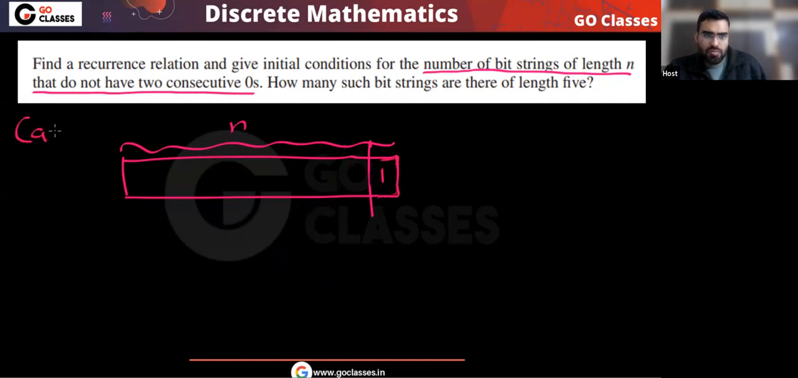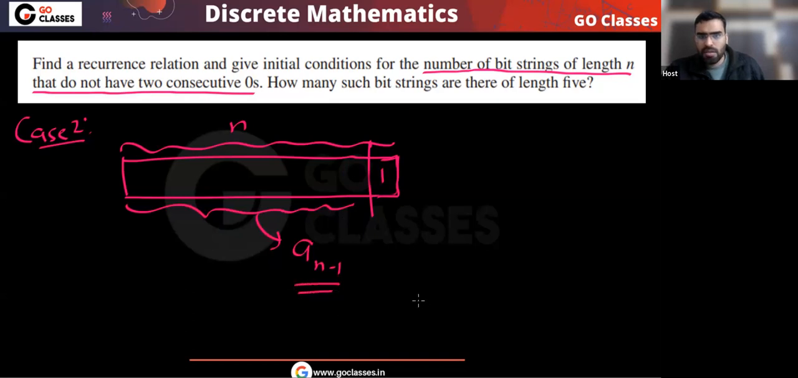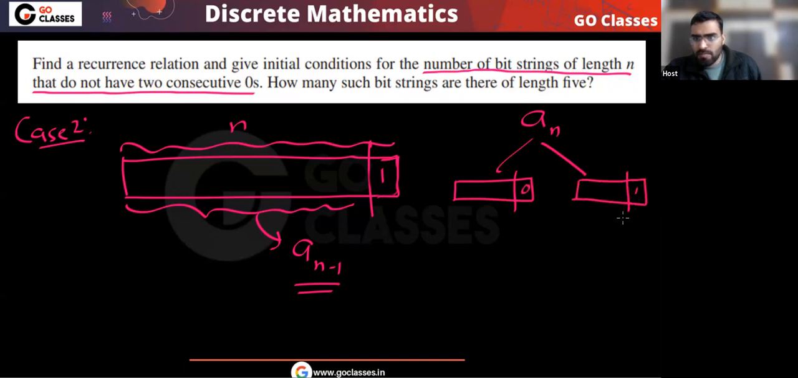And what is case 2? When the last is 1, now here I should not have consecutive 0s, so I will find a_{n-1}. So finally, either case 1 is possible or case 2 is possible. Only two cases are possible. Our main task is a_n, and for that a_n, only two cases are possible.